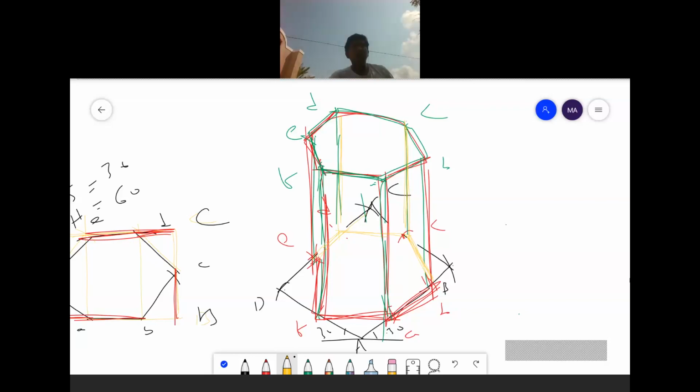Uma, do you have any doubts? No, sir. Are you able to understand how to draw it? Yes, sir. Can I explain once again? No, sir. Okay. Draw it using your drawing instruments. It will be very easy to understand. Okay, sir.